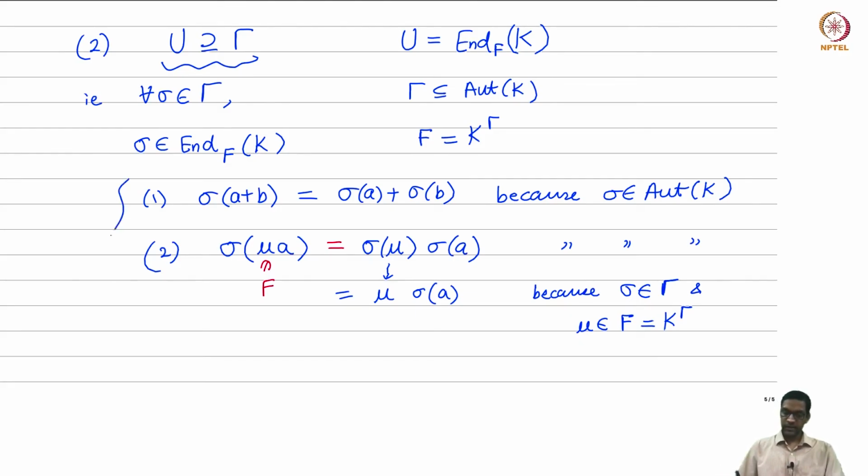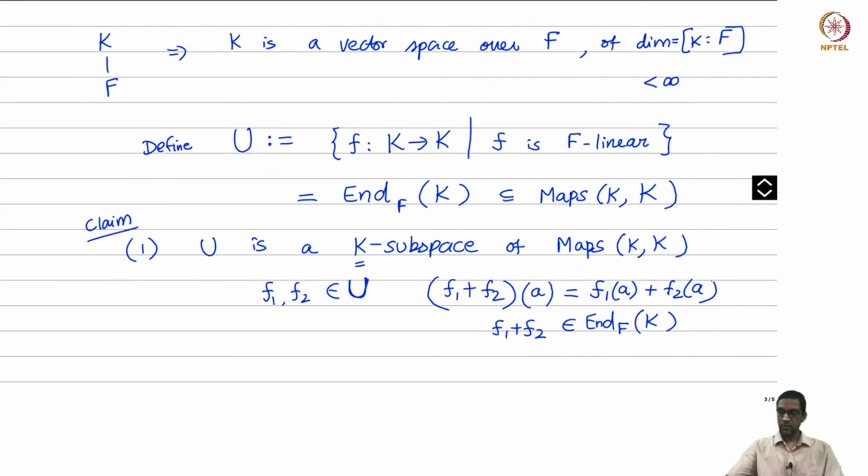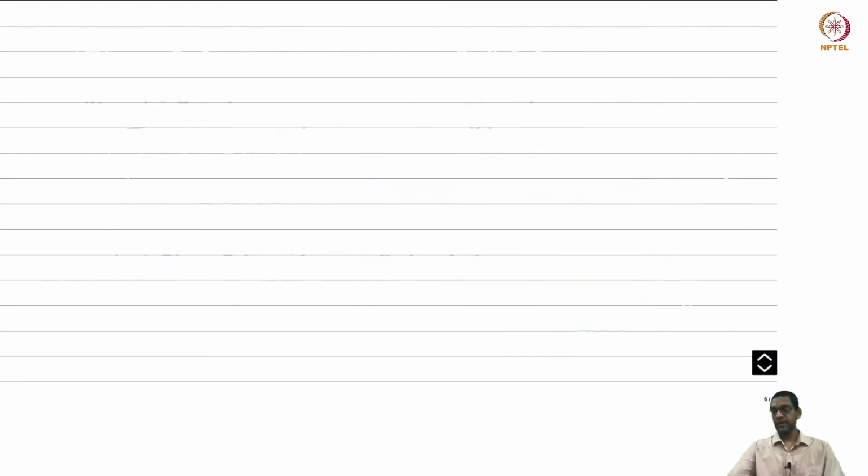So we have checked both properties that sigma is required to satisfy in order to be a linear transformation. So we have done what we set out to do: we have constructed a subspace U which contains gamma. The subspace is the obvious one here, the set of all F-linear endomorphisms of K viewed as a vector space.